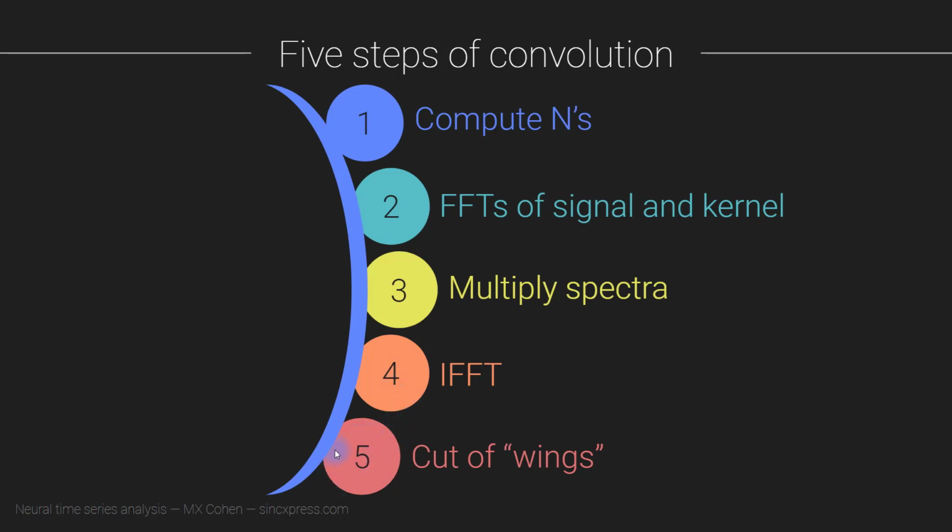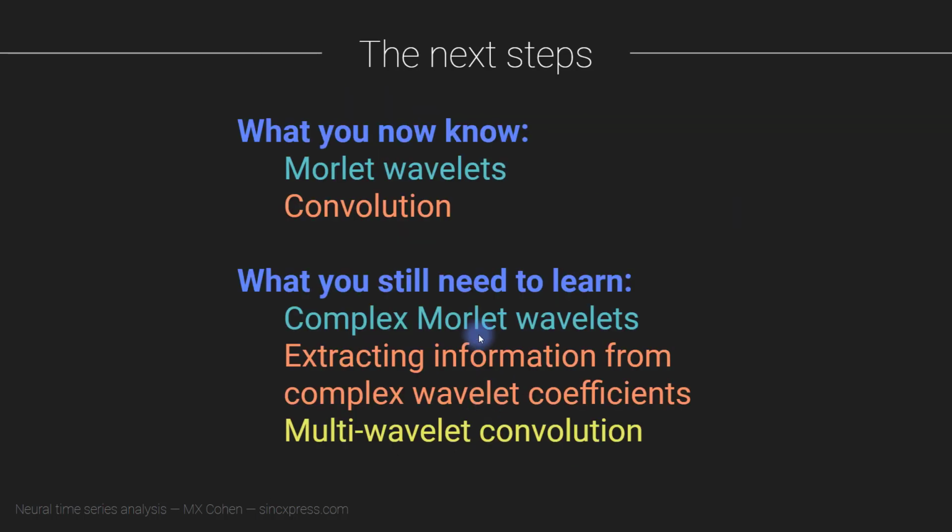So then step 5, which is optional, but I don't see why you wouldn't do it. There's no reason not to do step 5, is to cut off the wings of convolution, and that is half the length of the wavelet in the beginning and half the length of the wavelet at the end. And after all of this procedure, you will end up with a result of convolution that is ready for time frequency information extraction. So we are almost there.